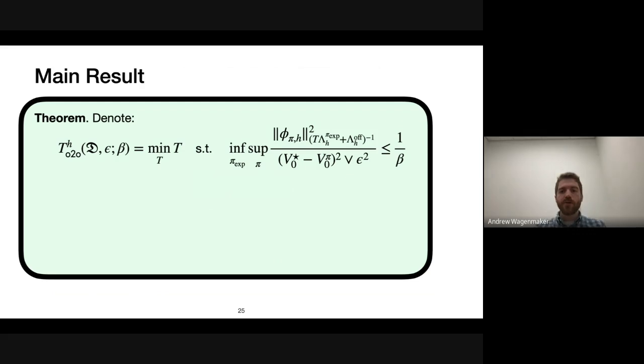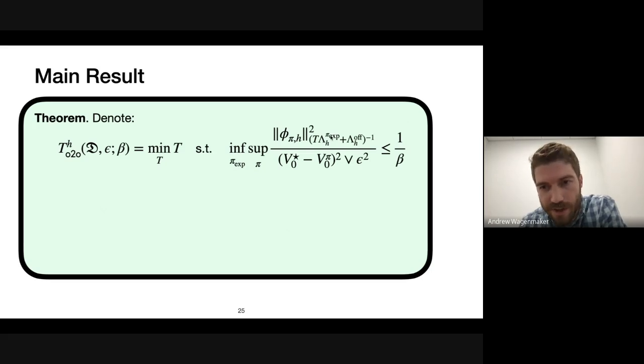Okay, so let me state the main result from this. We define the following, which we call the offline-to-online coefficient. This is defined to be the minimum time t such that, for the best possible exploration policy pi exp, and for the worst-case policy pi, this condition is met. Let me explain this really quick.